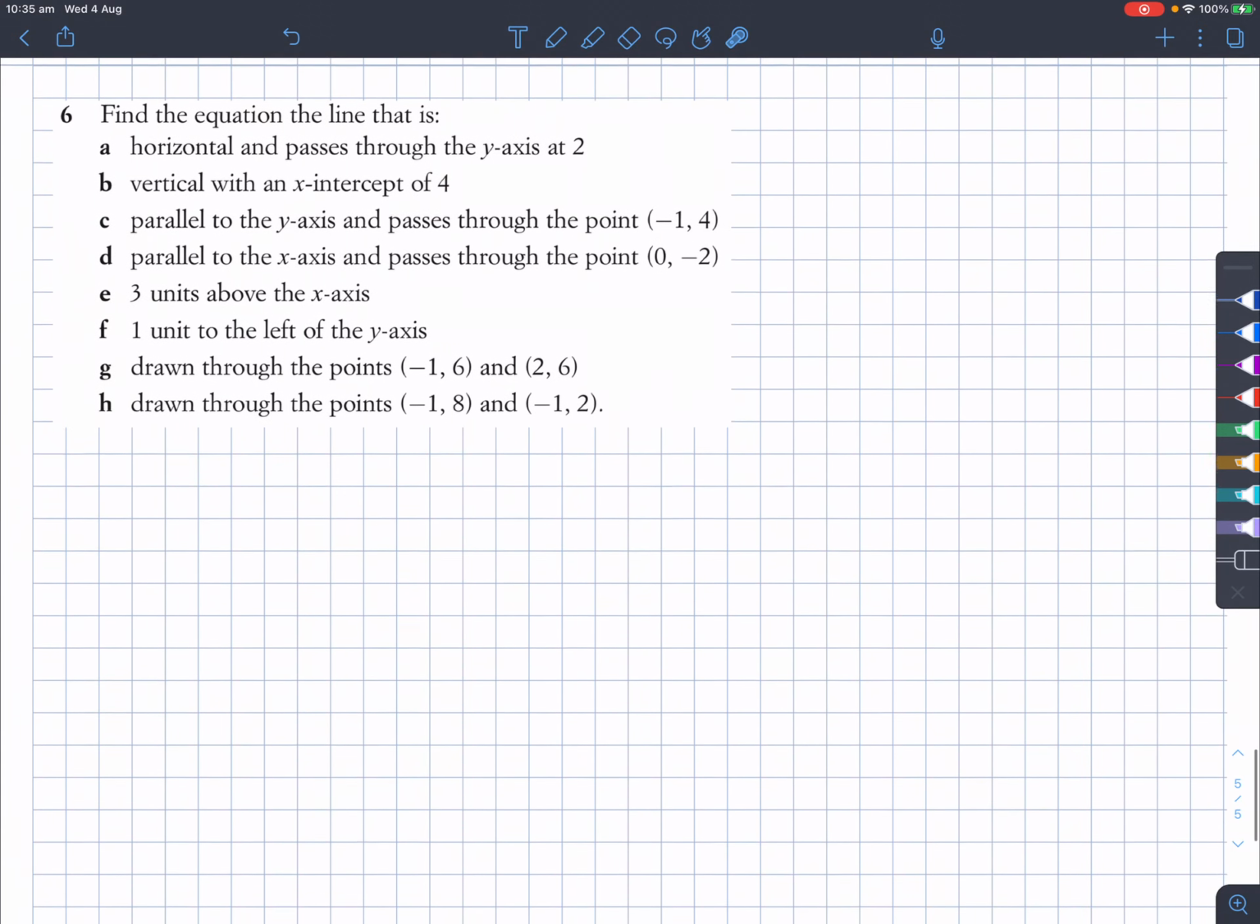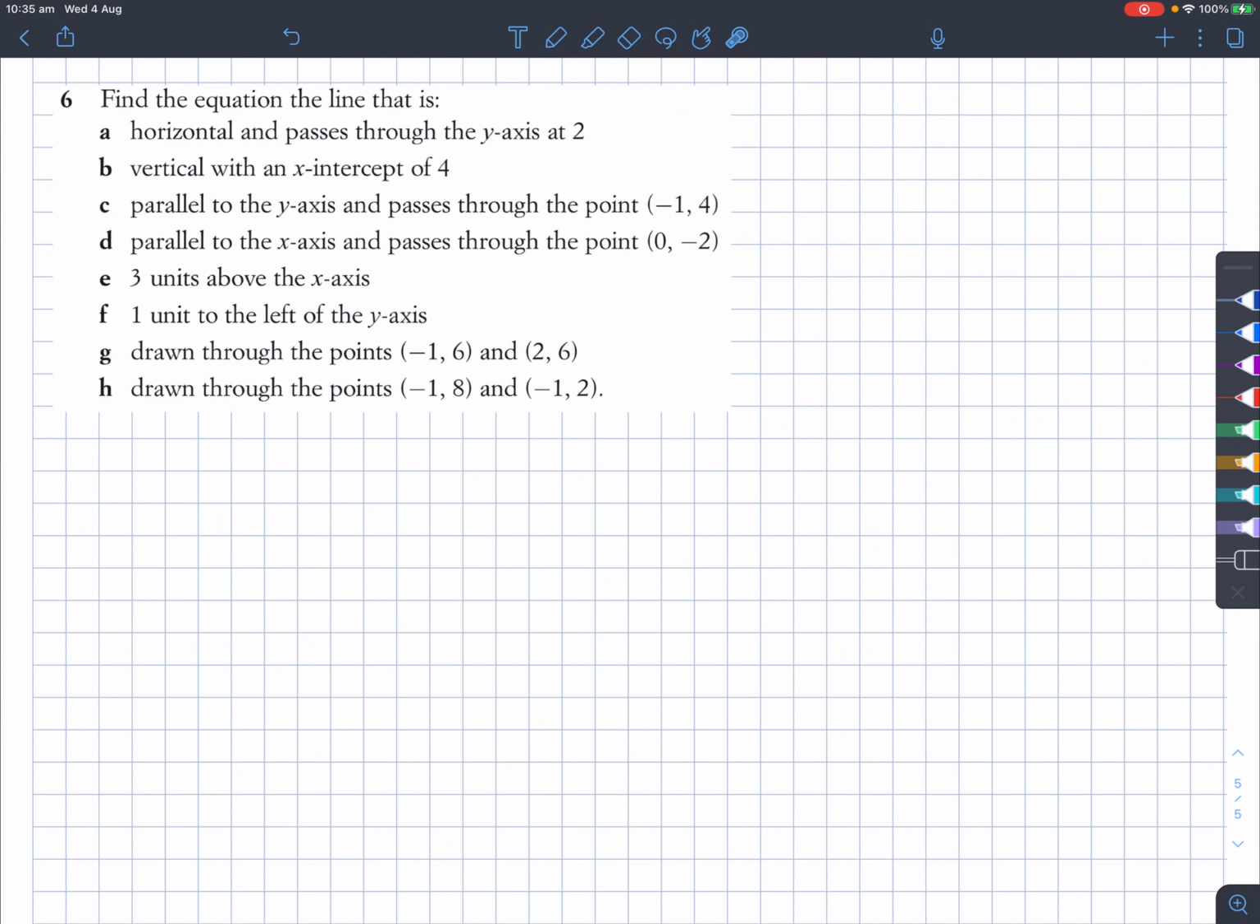Question 6. Find the equation that is horizontal and passes through the y-axis at 2. So in order to actually do this, you've got to visualize where these things pass through. So by doing this, which is graphing out my x-axis and y-axis, just temporarily, like that. Okay, just so that I can see what it's asking me to do. So part A says horizontal and passes through the y-axis at 2. So my y-axis is here.